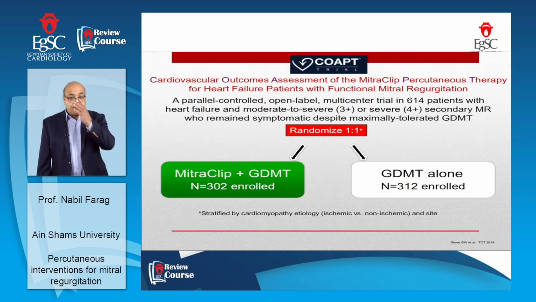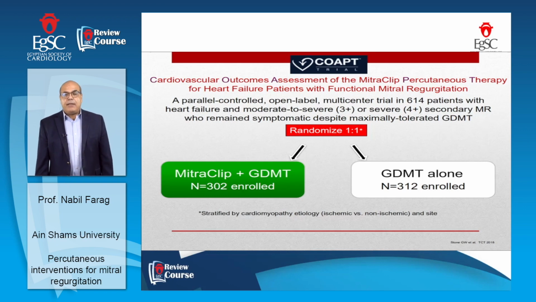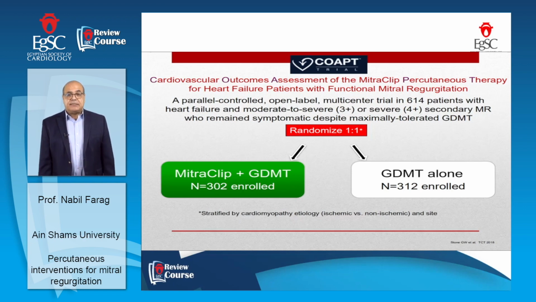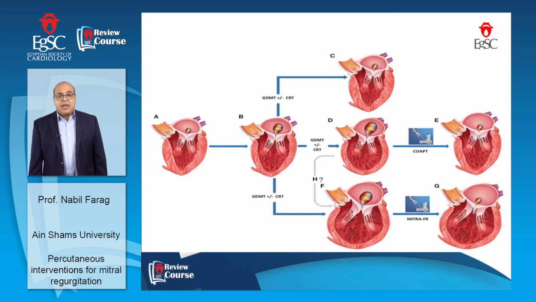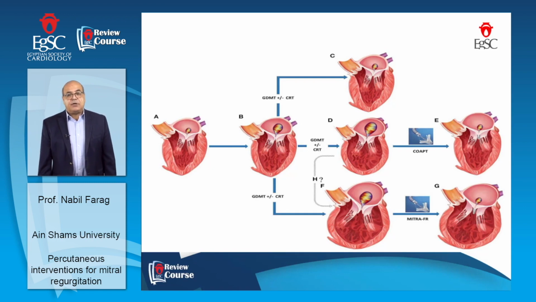A very important trial, a recent trial presented at TCT in 2018, is the COAPT trial. COAPT is a cardiovascular outcome trial, a parallel controlled, open label, multi-center trial, which included 614 patients with heart failure and moderate to severe, meaning grade 3/4 or severe 4/4, secondary mitral regurgitation who remained symptomatic despite maximally tolerated guideline-directed therapy. These patients were randomized in a 1:1 ratio. Those with MitraClip plus guideline-directed medical therapy included 302 patients, and the other group, only guideline-directed medical therapy, included 312 patients. And this figure shows us the patient selection in both the COAPT trial and the MITRA-FR trial.